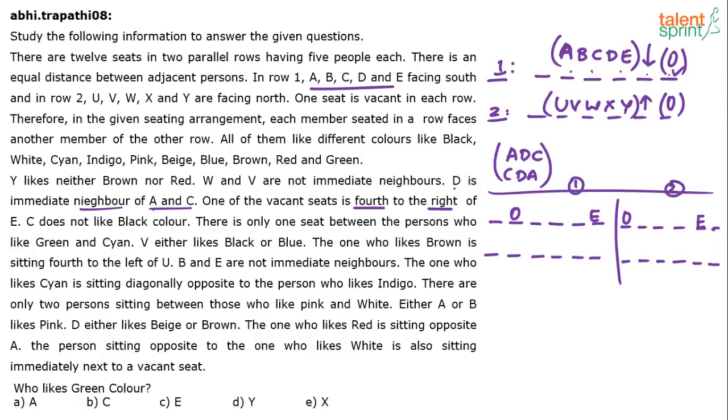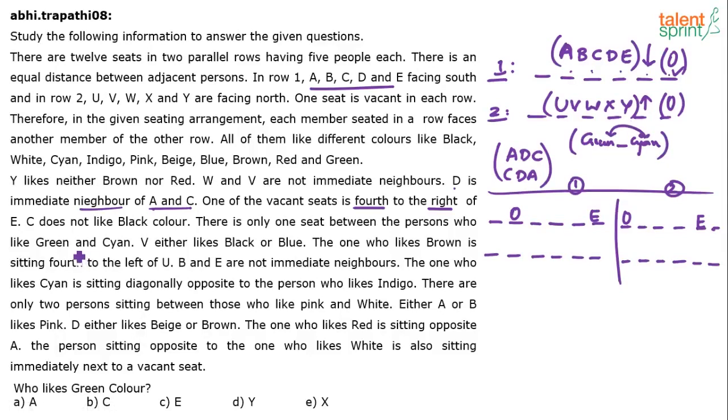Now what we will do is, any statement that we choose, we'll try to mark in both case 1 and case 2. Then C does not like black color. Now this is not a very useful statement, right? There's only one seat between the persons who like green and cyan. Remember that, it's like a clue. Green and cyan will have only one seat between them. But remember, these two can be interchanged. It can be green dash cyan or cyan dash green.